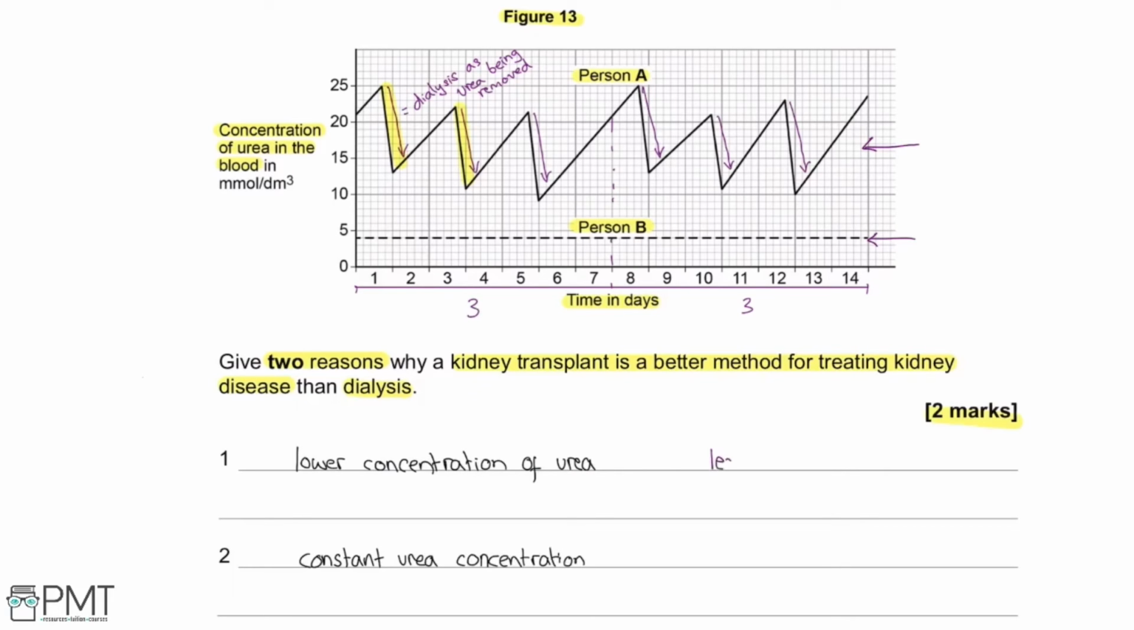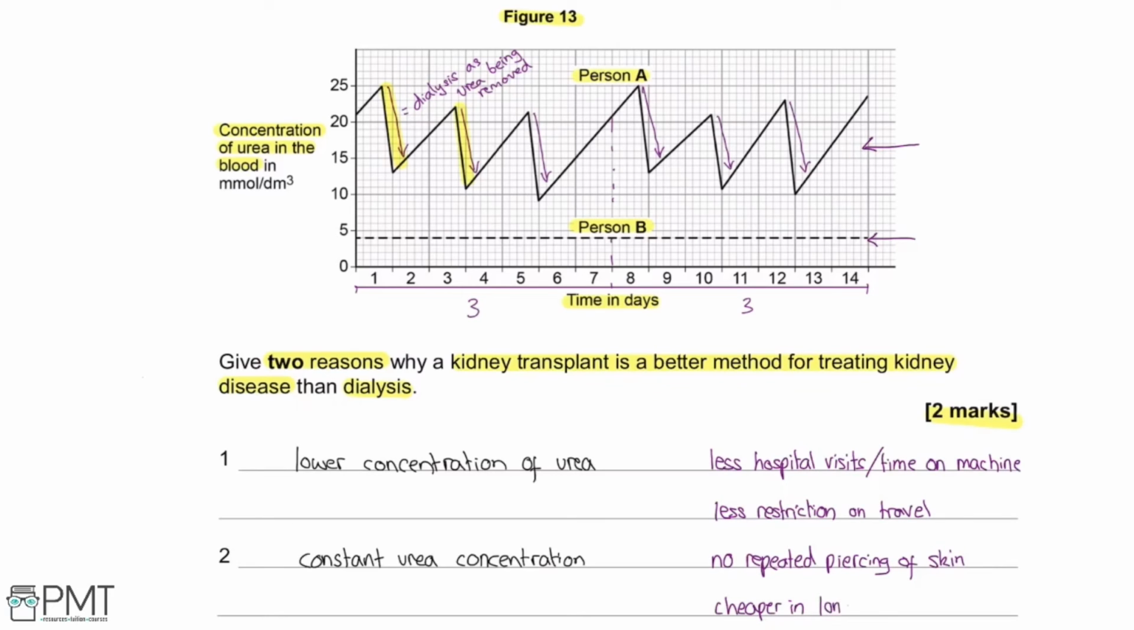over time. Alternatively, you could look at the more logistical side of this. So the person with the kidney transplant has to have less hospital visits, and they don't have to spend time on the dialysis machine. They also have less restriction on travel, and they don't have the repeated piercing of the skin, which happens with dialysis and can increase the chances of infection. The transplant is cheaper in the long term, and lastly, it means that they do not have to undergo any dietary restrictions.